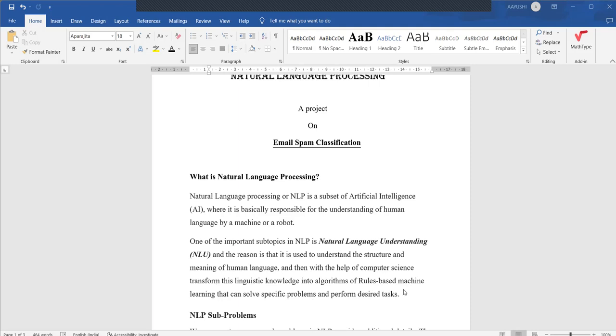that can solve specific problems and perform desired tasks. So NLP is one of the most complex areas of research due to the fact that the text data is contextual. It needs modification to make it machine interpretable and requires multiple stages of processing for feature extraction.